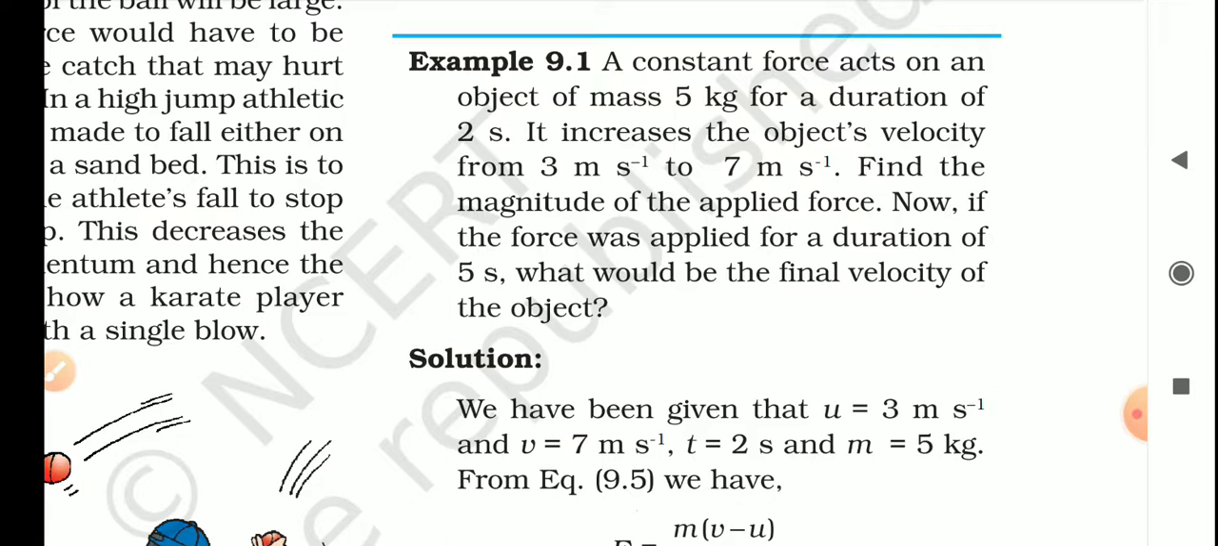In the first case, you have to find the applied force, and in the second case you have to use that force and find the final velocity of the object. In the second case, time is given. So first write down the given data. We have been given that u equal to 3 meter per second and v equal to 7 meter per second. Time is 2 seconds and mass is 5 kg.